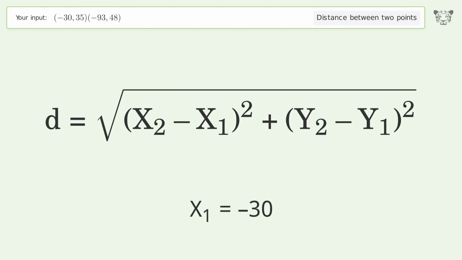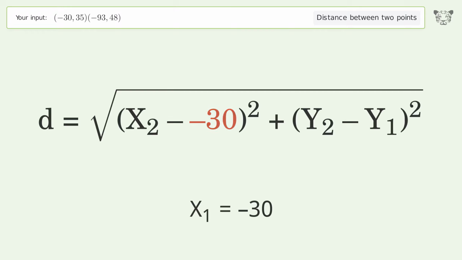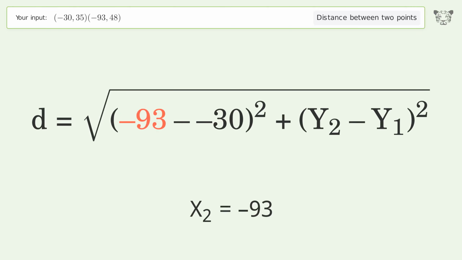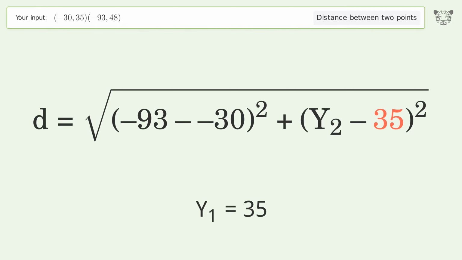x1 equals -30. x2 equals -93. y1 equals 35. y2 equals 48.